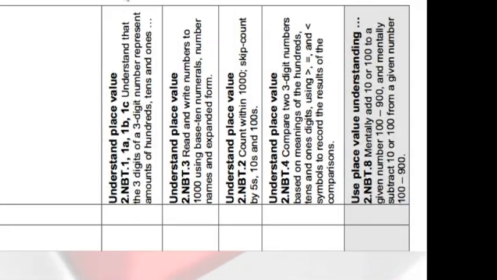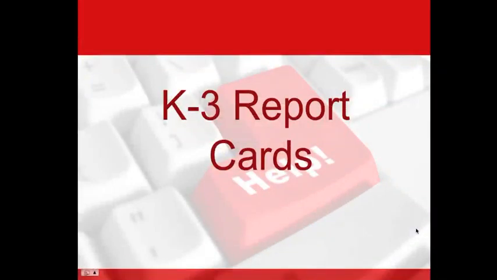So you'll notice that the first 4 standards are part of the Understand Place Value cluster. And then this one is gray because it belongs to another cluster. And we just wanted to point that out, that we just want you to kind of notice that that's how those are organized. Your recording sheets are places that you can put scores, anecdotal notes, and information relating to a particular standard. So let's take a look at the K-3 report cards.